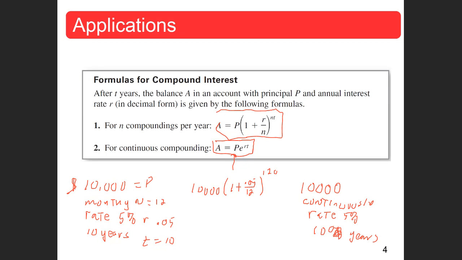Now, I don't have my good calculator here. I just have this cheaper one. So let me figure out what that value would be. Okay, so I have 1 plus 0.05 divided by 12. And then I'm going to raise that to the 120th power, and then multiply it by 10,000.